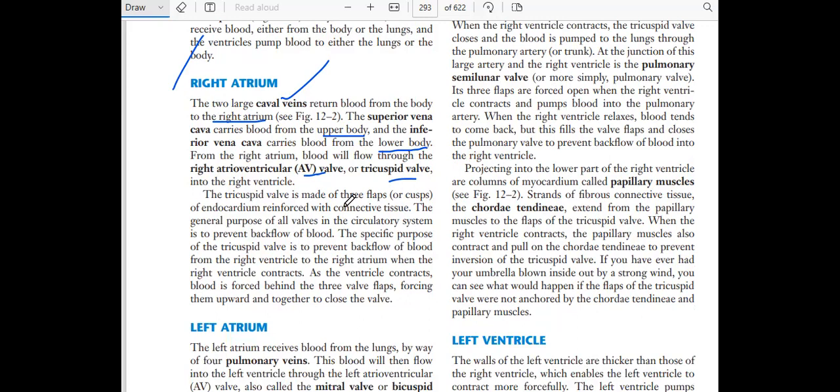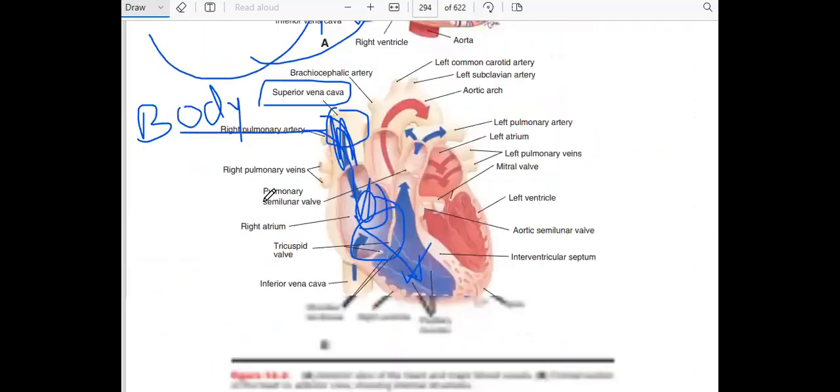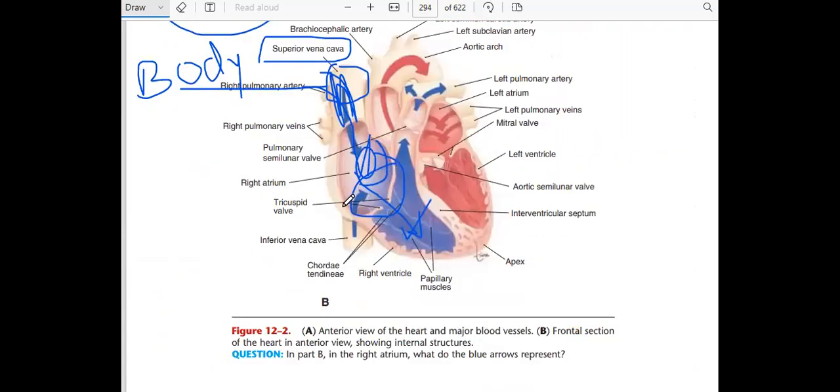The tricuspid valve is made up of three flaps or cusps of endocardium reinforced with connective tissue. The general purpose of all valves in the circulatory system is to prevent backflow of blood. The specific purpose of the tricuspid valve is to prevent backflow of blood from the right ventricle to the right atrium. When the right ventricle contracts, blood is forced behind the three valve flaps, forcing them upward and together to close the valve. So this is the one thing you have to remember. Second thing, why do we have valves?